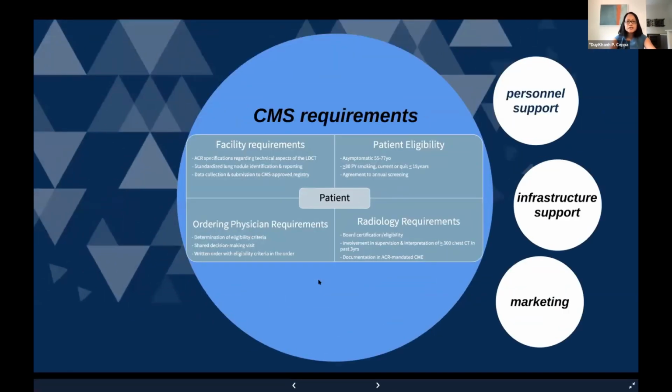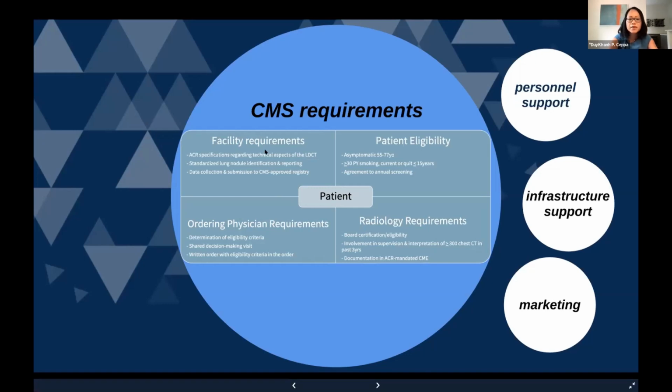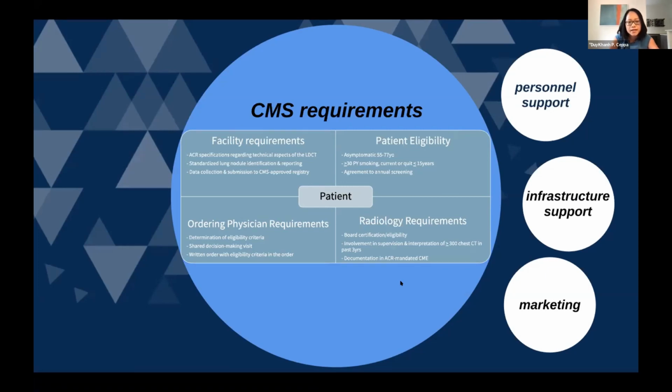So this is just an overview of the CMS requirements for reimbursement for lung screening. And as you can see, there are facility requirements, there are radiology requirements, et cetera. And in order to dot your I's and cross your T's, I think it's actually pretty important to have a team dedicated to lung screening and not just people who kind of, on and off, do it. And with that, I think it's paramount that you get top level support from your hospital leadership.